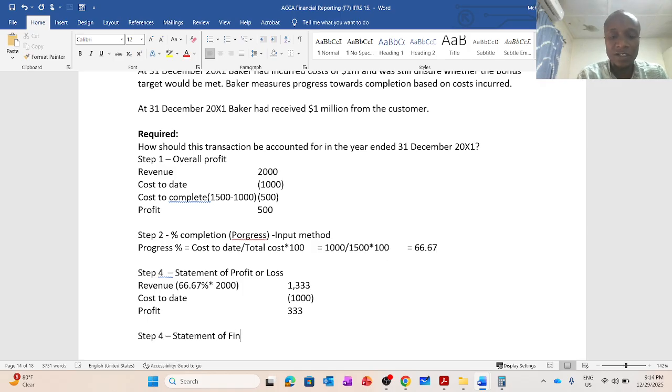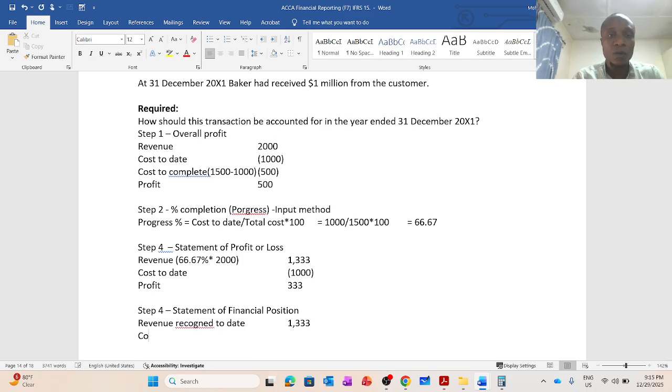Statement of financial position. So basically, under step 4, we are going to determine whether there's a contract asset or a contract liability. So we are going to compare the revenue recognized to date with the actual invoice, the cash that's received from the customer. So we're going to look at the revenue recognized to date, which is from the above, 1333. Then the cash received from the question is 1000.